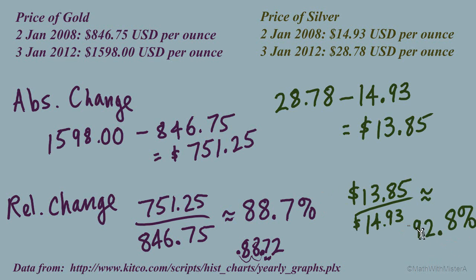So comparing the relative change, we can see that as an investment between 2008 and 2012, the price of silver has actually increased slightly more than the price of gold. The absolute change is definitely much smaller, but it started at a much lower price. So the amount of the change compared to its original price can actually be slightly higher, even if the absolute change is a much smaller actual dollar amount.